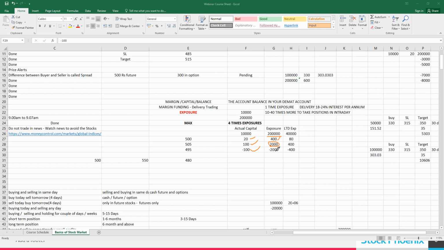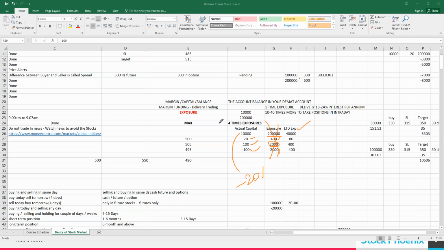Yes, when you make profit, nobody is going to ask. But if you make a loss, what happens? Out of your actual capital, you are losing 20%, which is not acceptable, which is completely wrong. So do not use the full exposure. You can use limited exposure.